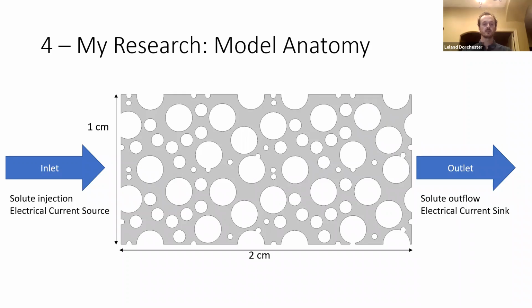So this right here is the model domain that I'm working with. It's important to note this is a completely theoretical model, but it is defined as a 2 centimeter long by 1 centimeter wide porous media. The white circles represent impermeable grains, so this might be something like sand, for example, and the gray area represents the pore space in the model domain. On the left-hand side, we have the inlet, which serves as the area where groundwater flows into the model. Solute is injected, and it serves as the electrical current source. On the right-hand side, we have the outlet where water flows out, solute flows out, and it serves as the electrical current sink.